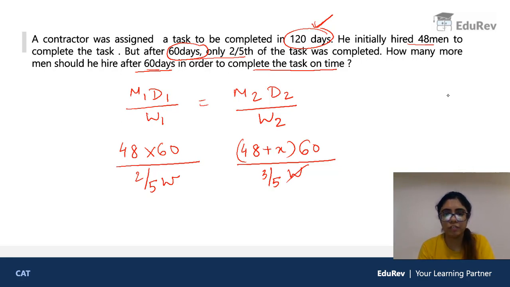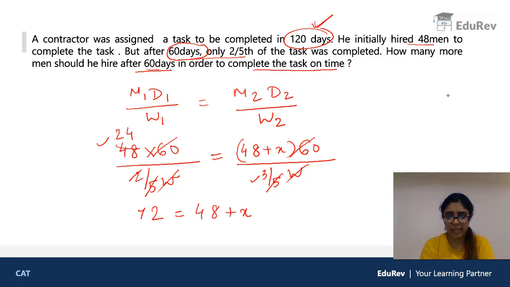So 3/5 is going to be our value here. What are we going to do? We are going to equate both of them. Okay, M1 D1 upon work 1, M2 D2 upon work 2. My W gets cancelled. My 60 will get cancelled. 5 will get cancelled. Plus 2 ones are 2, 24s are 24. Now 24 into 3 will give you 72. Okay, 72 is 48 plus x.